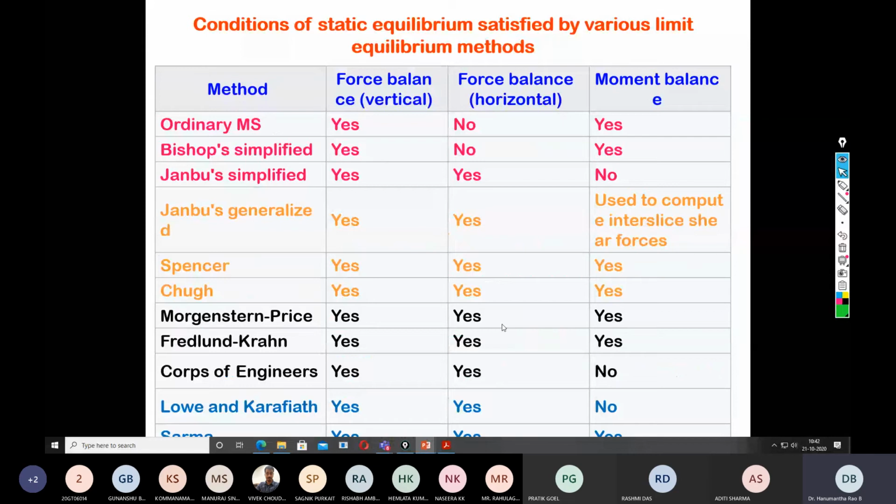So this is a summation about the methods. Force balance in vertical direction, force balance in horizontal direction, and moment balance. Ordinary method of slices: force balance in vertical yes, but in horizontal no, moment balance yes. Bishop's method: force balance in vertical and moment. Then Janbu's method: only force balance, no moment balance. Janbu's general method: force balance and moment balance. Spencer's method, everything. Chugh's method, everything.